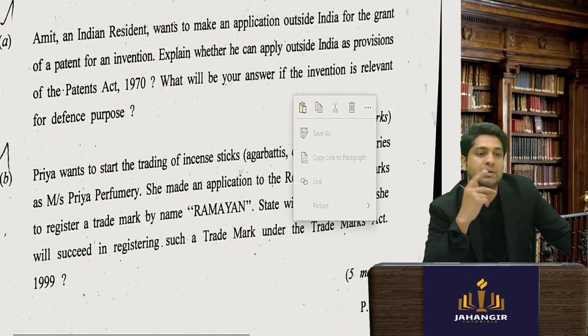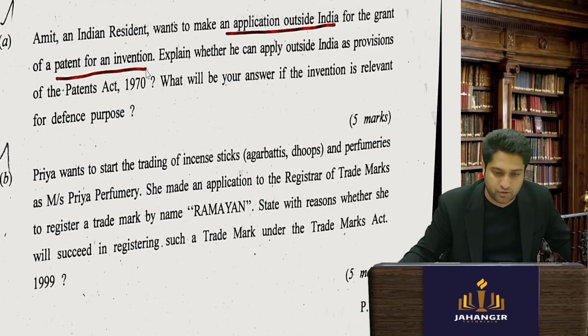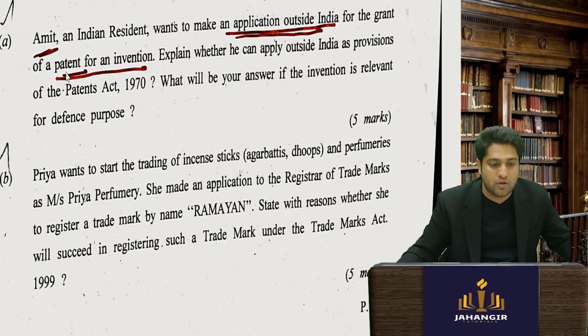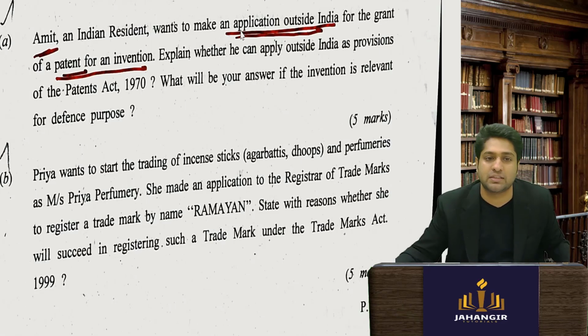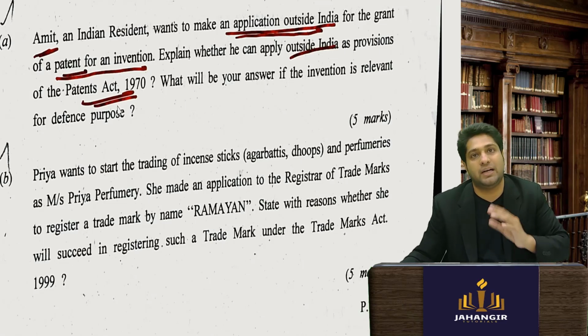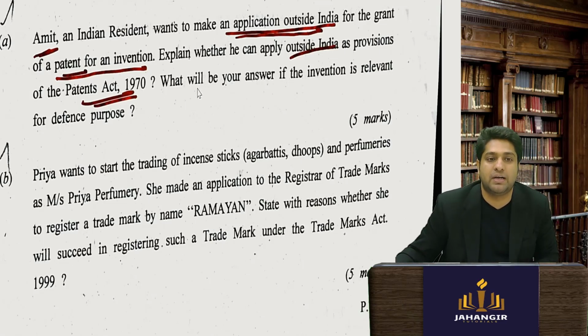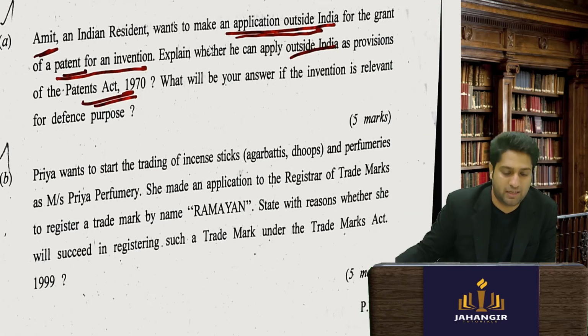Then comes Amit, an Indian resident who wants to make an application outside India for the grant of a patent for an invention. Very good. He can apply for international patents. Whether he can apply outside India, why not? So under the Patent Cooperation Treaty, international patents are permitted. Okay, so we get internationally protected also, provided you file an international patent.